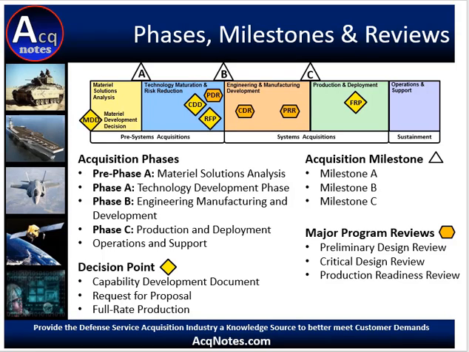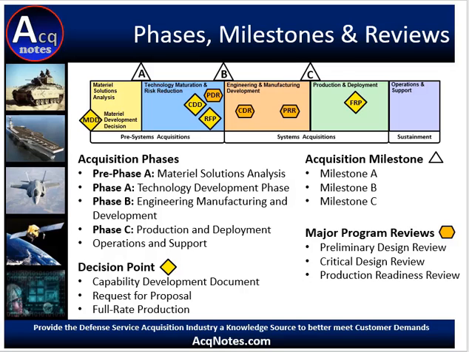Here you see the actual phases, milestones, and reviews of the acquisition process. The top figure is the most commonly used graphical layout by the DoD to depict the acquisition process. The process starts on the left-hand side and works its way through a series of 5 phases until the end. The 5 main phases are the Material Solution Analysis phase, the Technology Maturation and Risk Reduction phase, the Engineering, Manufacturing, and Development phase, the Production and Deployment phase, and finally, the Operations and Support phase. Each of these phases is detailed in acnotes.com and other videos.